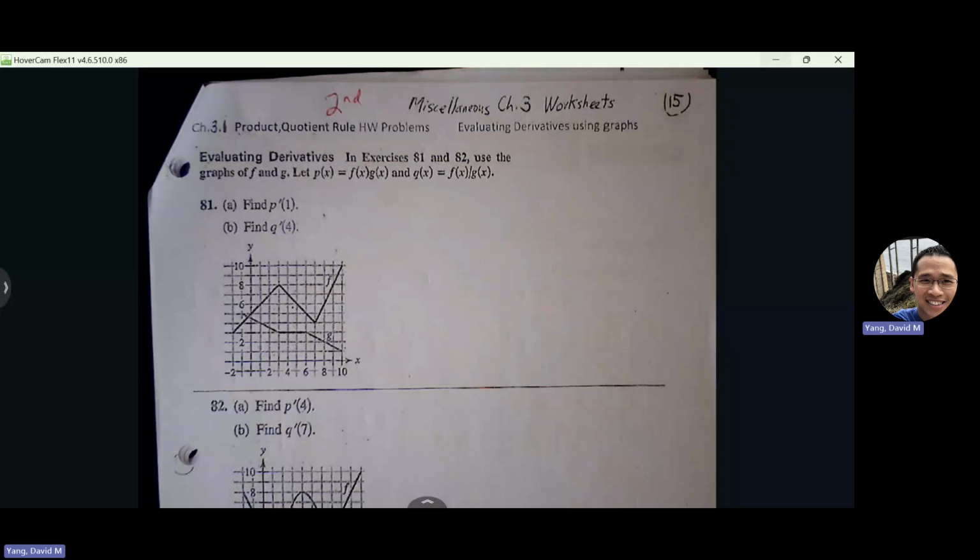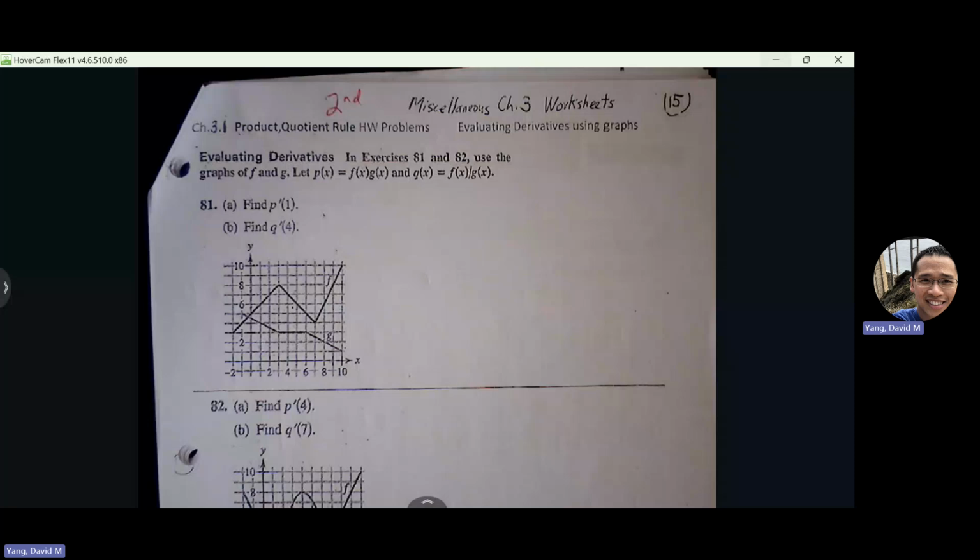Okay, so page 15. We're going to be building our rules, whether it's product or quotient rule, depending on what information is provided for us. So here, part A says find P prime of 1. Before we can find P prime of 1, let's first focus on finding P prime of X. It's always going to be a two-step process. We can't find the derivative and the slope at the same time. So always focus on building your function first before you plug in your value.